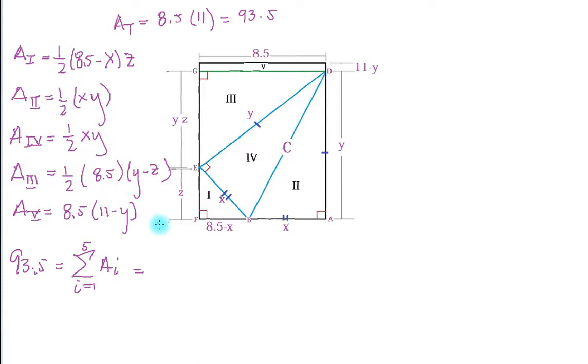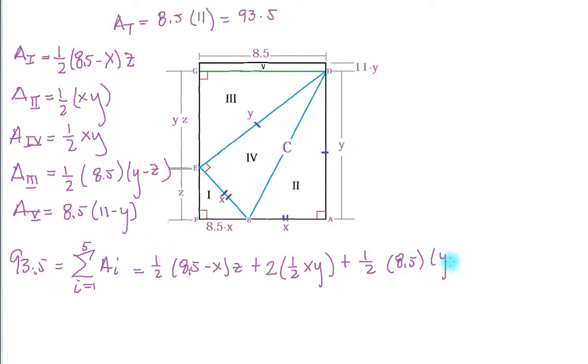Now let's express this. The first area is 1/2 times (8.5 minus x) times z, plus area 2, which is equal to area 4. So let's just write 2 times 1/2 xy, plus area 3, which is 1/2 times 8.5 times (y minus z), plus area 5, which is 8.5 times (11 minus y).